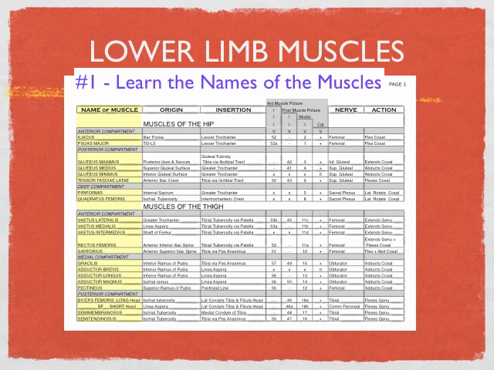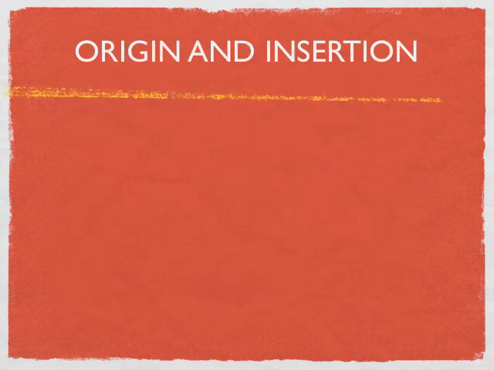Now, once you've done that, once you know the names of the muscles, then, especially this first week or so, the other thing I'm going to ask of you is that you then try and learn the names of the origins and the insertions. Now, you can see these two columns are titled origin and insertion. So let me familiarize you with what those terms mean.